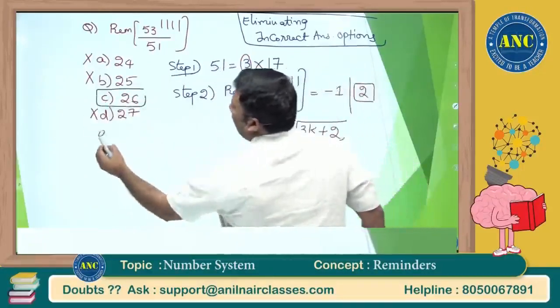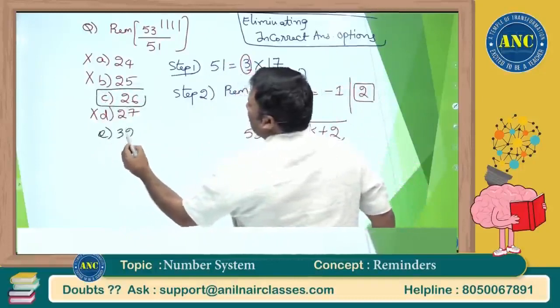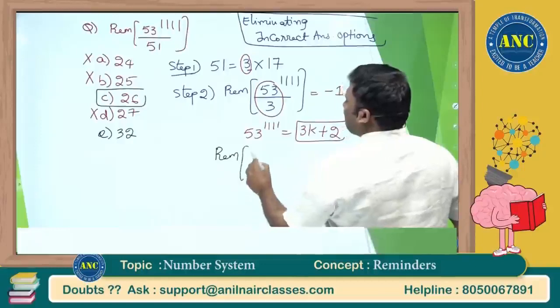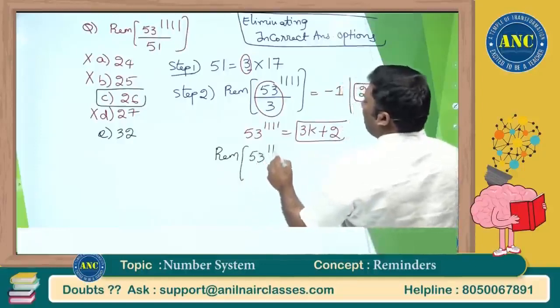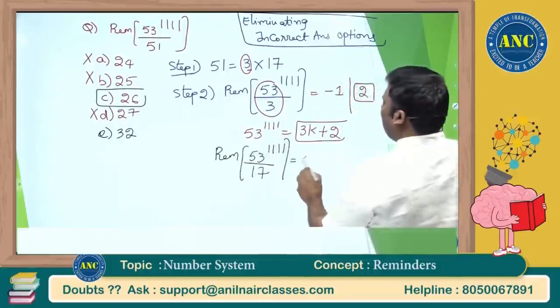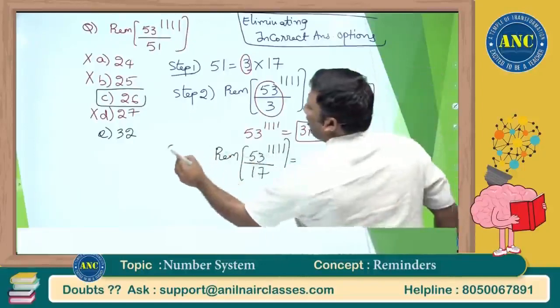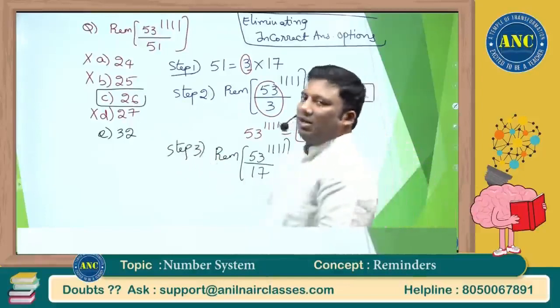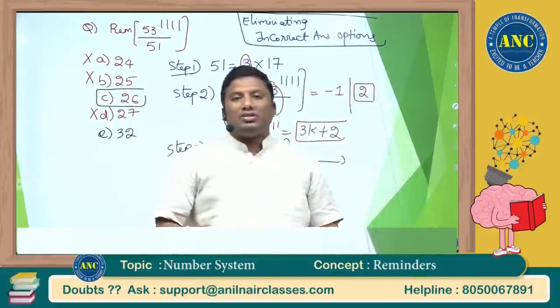Hey Anil sir, what if the answer is 32? Then what we will do, which I will explain in the next slide, is take the other number, which is 17, and find out the remainder of this number. It should be divisible by 3 and 17.